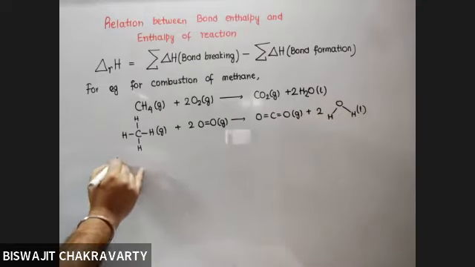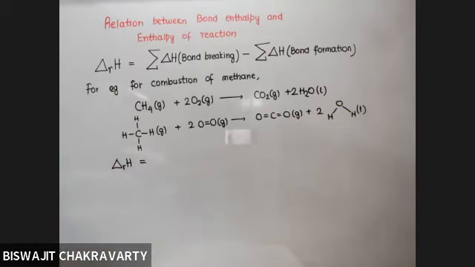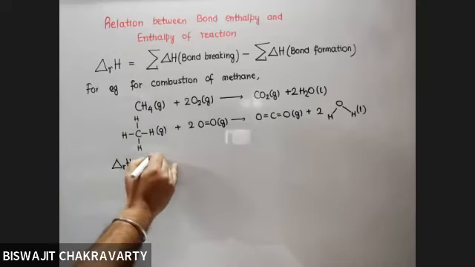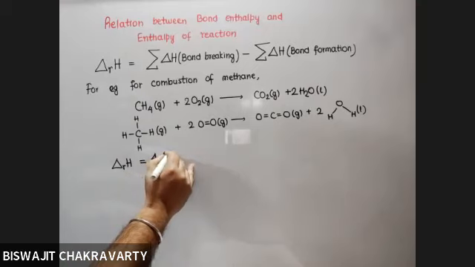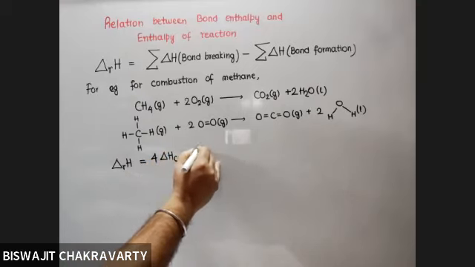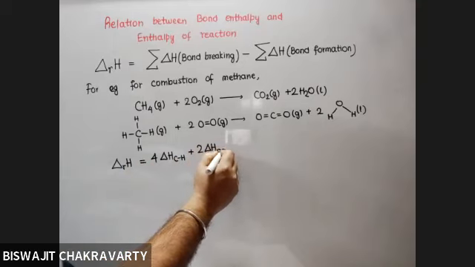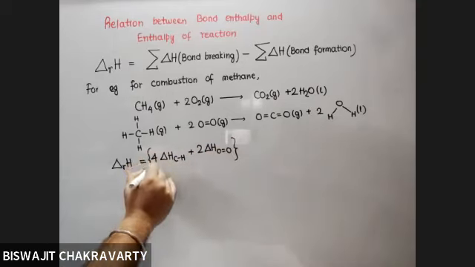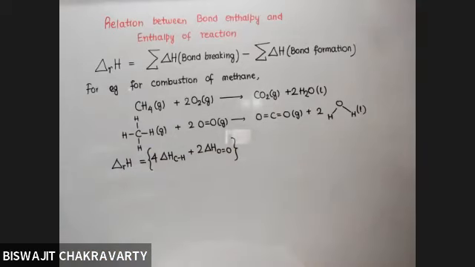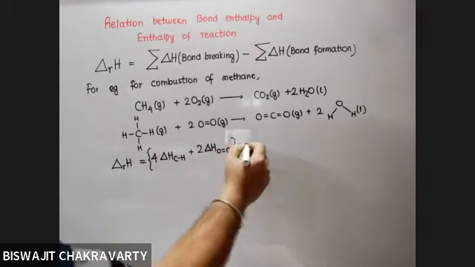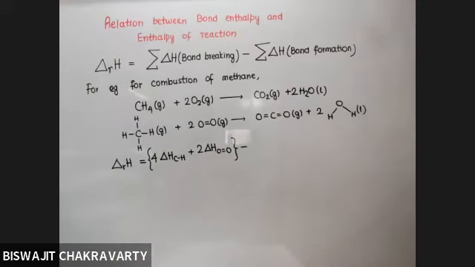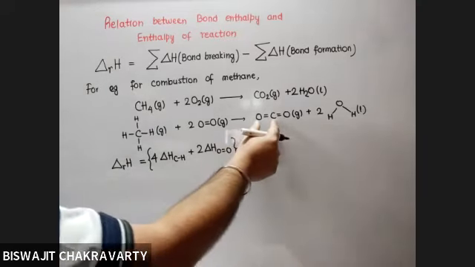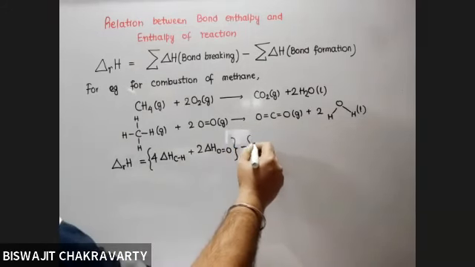So enthalpy of reaction will be: how many carbon hydrogen bonds are to be broken down? 4. So we write 4 of delta H C bond H, 2 of delta H O double bond O, isn't it? Minus, how many carbon double bond oxygen bonds need to be formed? This is 2. This is one carbon oxygen, this is another carbon oxygen.